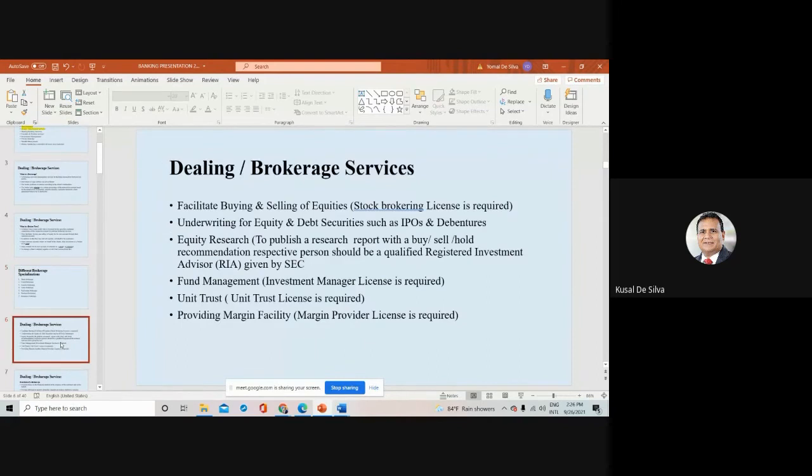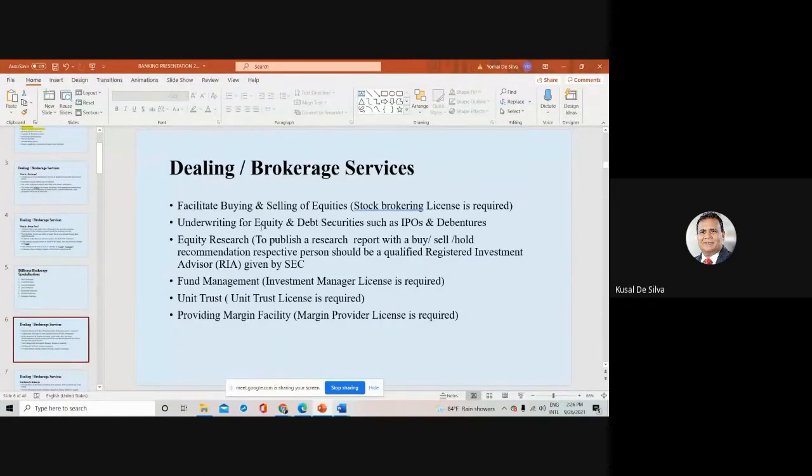Then we will move to dealing brokerage services. We will continue. They facilitate buying and selling of equities. That's stock broking. A license is required. Without that, you can't do that. They do underwriting of equity and debt securities such as IPOs and debentures. What do you mean by underwriting? Equity, debt, securities. So this is very important.